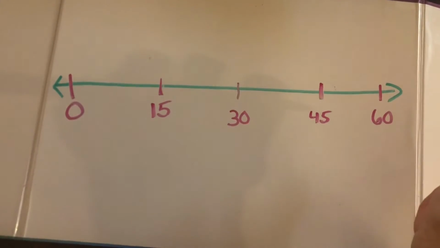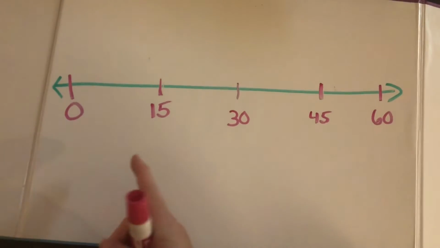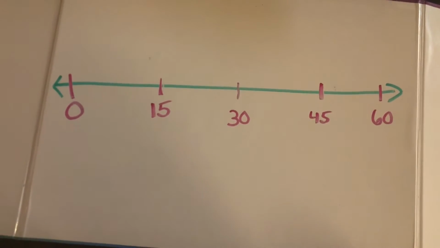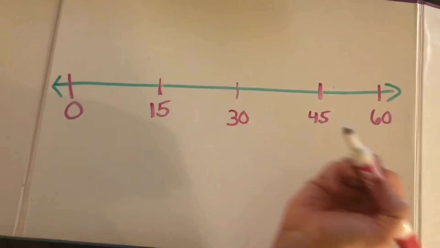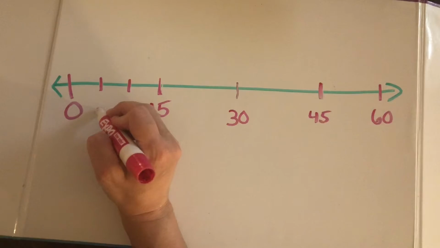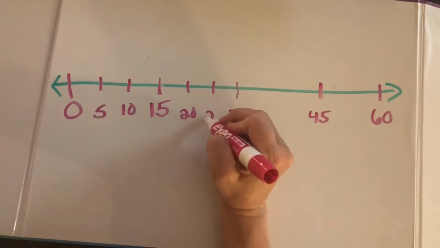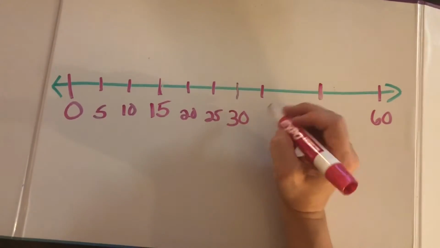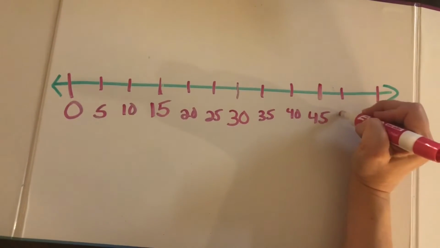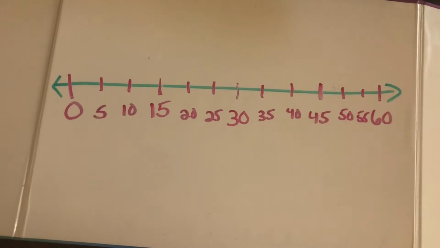Now look, you've got a number line that is partitioned into quarters. Say it with me, quarters. You've got 1, 2, 3, 4 fourths, just like in a dollar, 4 quarters. All right, we want all of our 5s represented though. So 0, 5, 10, 15, 20, 25, 30, 35, 40, 45, 50, 55, 60. Very good, third graders.